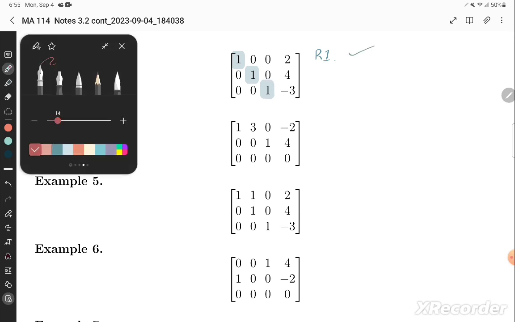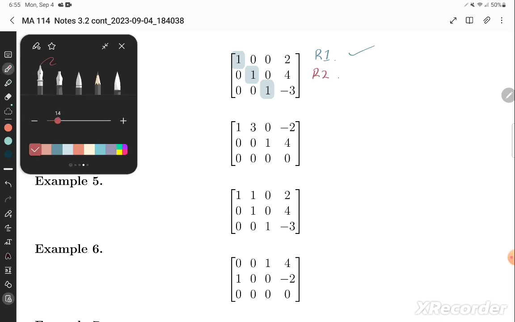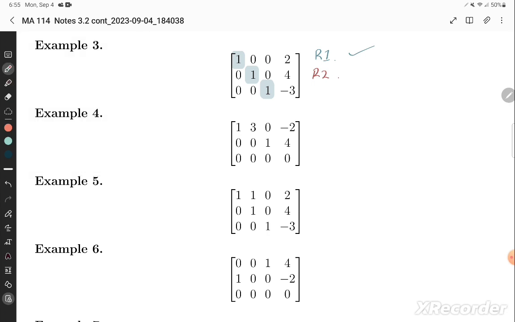And then I want to check R2. Are the columns clear? And that's what I was highlighting earlier. All right, column 1 is clear. That's good. Column 2 is clear. Column 3 is clear. So R2 is met. And again, I don't need to check this last column here, because I don't have any space to go over to have more leading entries.